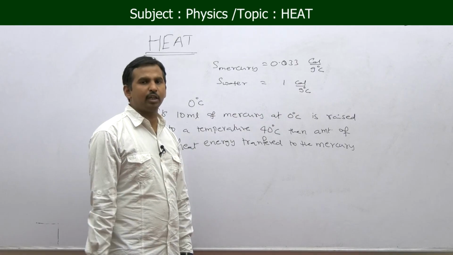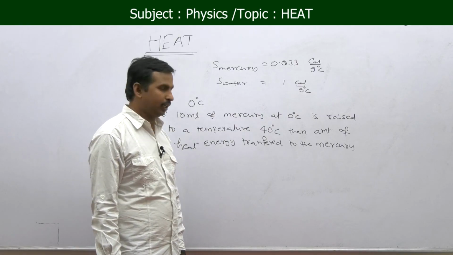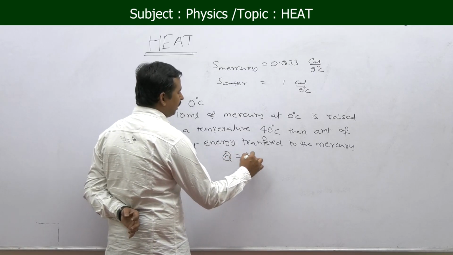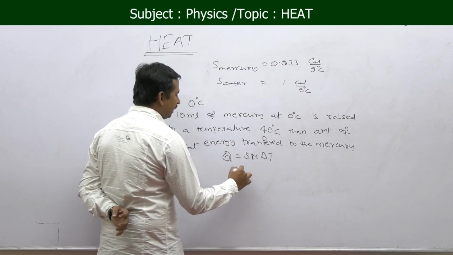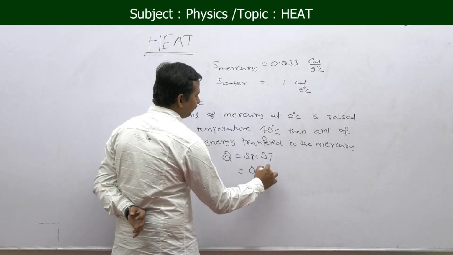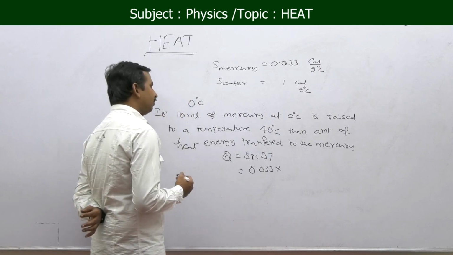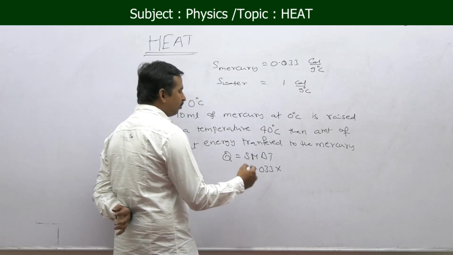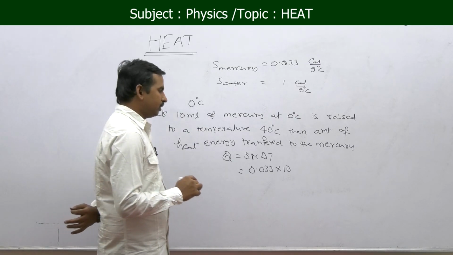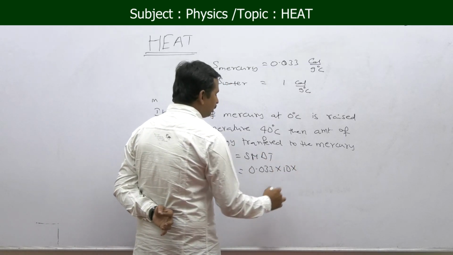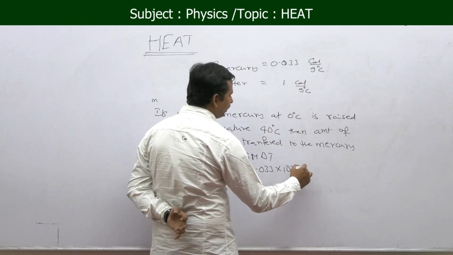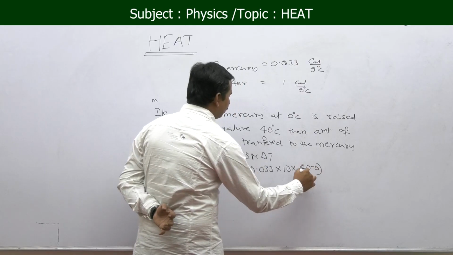Suppose our body temperature is around 40 degrees Celsius, then in that case you use the formula Q is equal to S m delta T again. The S value is given there, which is 0.033, and its mass is given, which is 10 ml, that is 10 grams, into change of temperature from 0 to 40 degrees Celsius, which is 40 minus 0, 40.